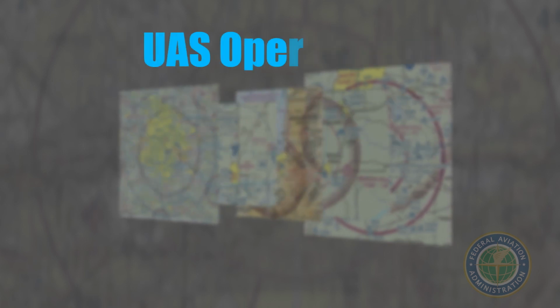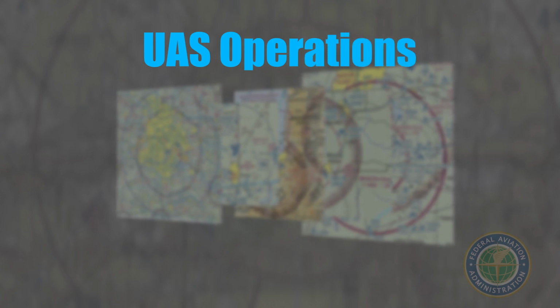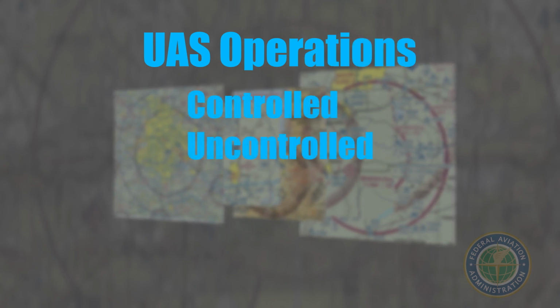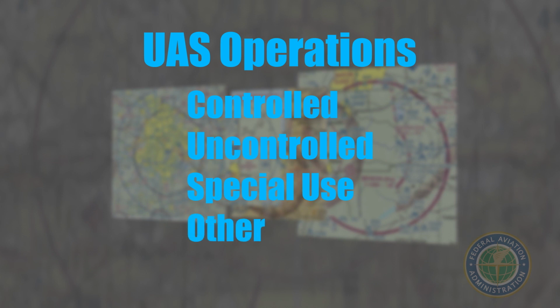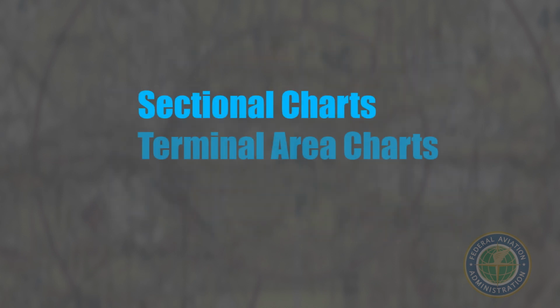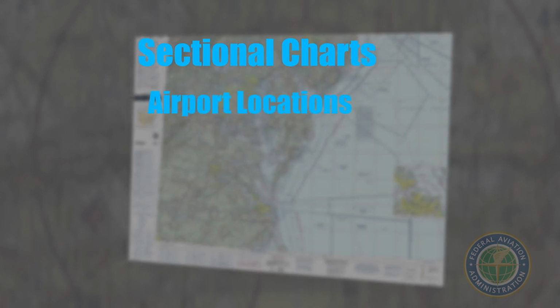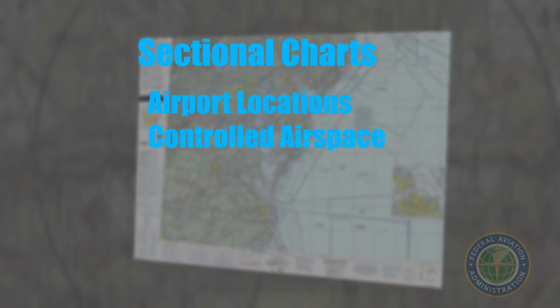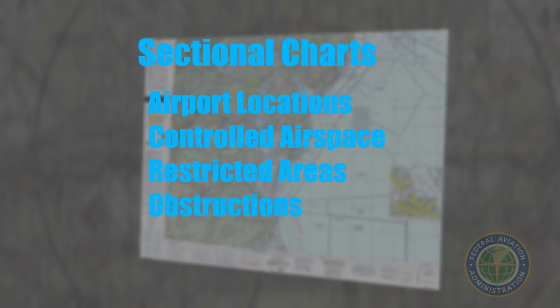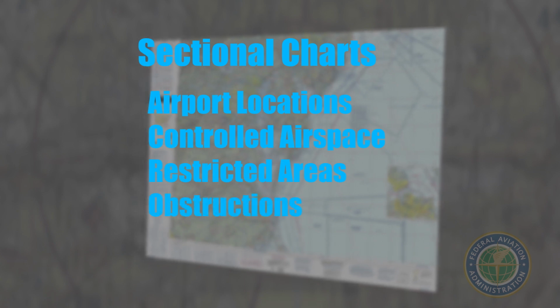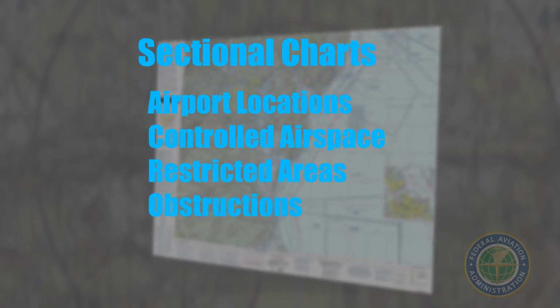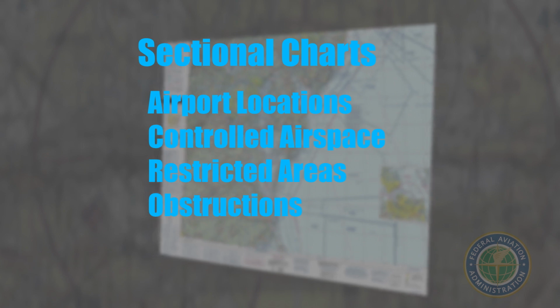For UAS operations, the four main types of airspace are controlled, uncontrolled, special use, and other. For most drone operators, a sectional or terminal area chart provides sufficient detail and information for you to safely conduct your flight. Sectional charts include airport locations, depictions of controlled airspace, restricted areas, and obstructions. They cover a large area and are named according to the major metropolitan area within its boundaries.